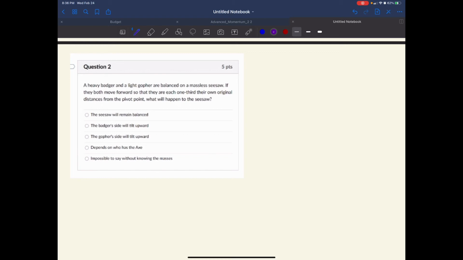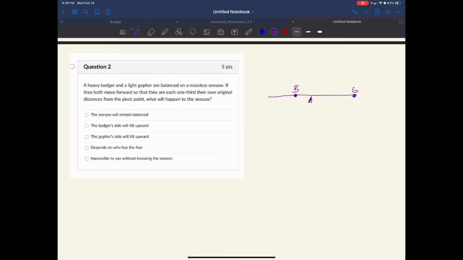A heavy badger and a light gopher are balanced on a massless seesaw. So here's the seesaw. Now it says heavy badger and a light gopher, so I'm just going to call the badger B. Now if it's heavy, that means it's probably closer to the axis of rotation, or the fulcrum, if you want to use a vocab word and impress somebody. That's my badger. And the gopher, being light, is going to be somewhere out here, just arbitrarily further out.